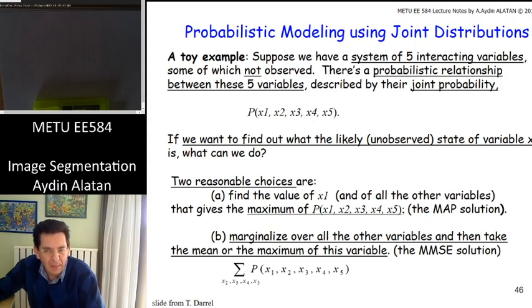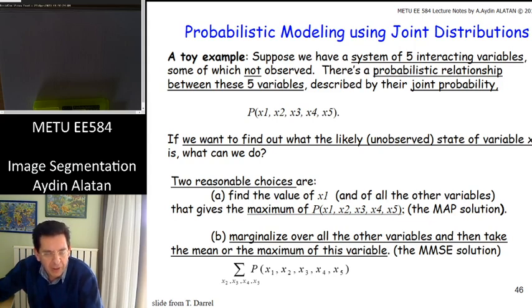Another technique could be that we marginalize all other variables. In other words, marginalization is the process of obtaining a marginal PDF from a joint PDF, just taking the sum over the other random variables, here x2, x3, x4, x5. You marginalize it, then you take the mean or the maximum of this variable. Therefore, this is the MMSE solution, where you obtain a number again about x1. It's an average number, and that's giving us information again.